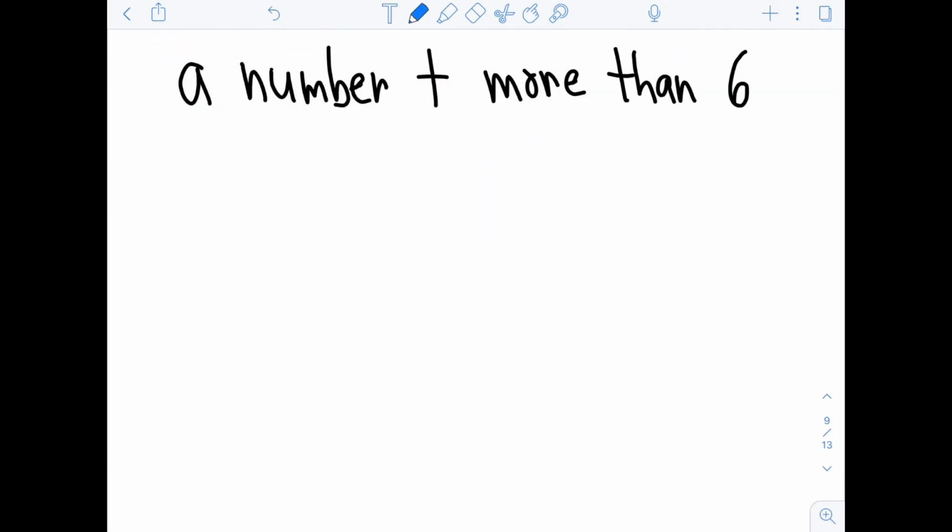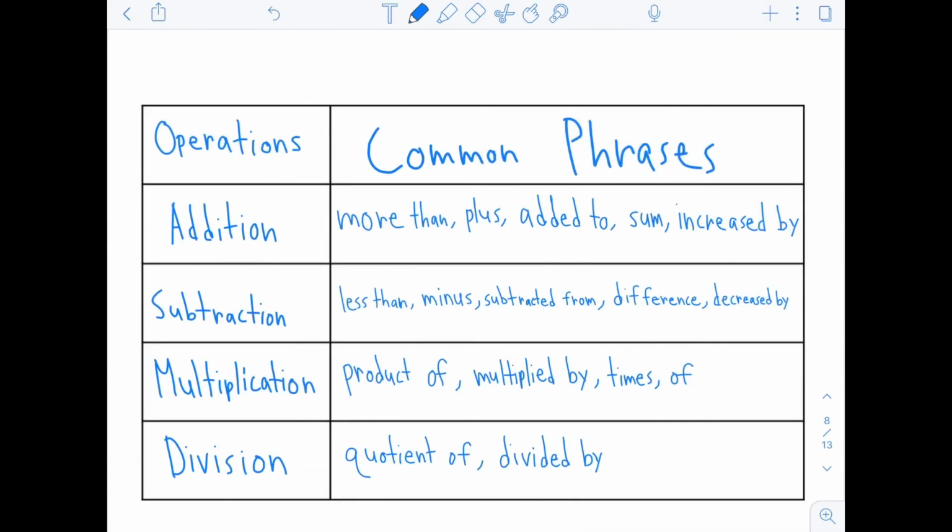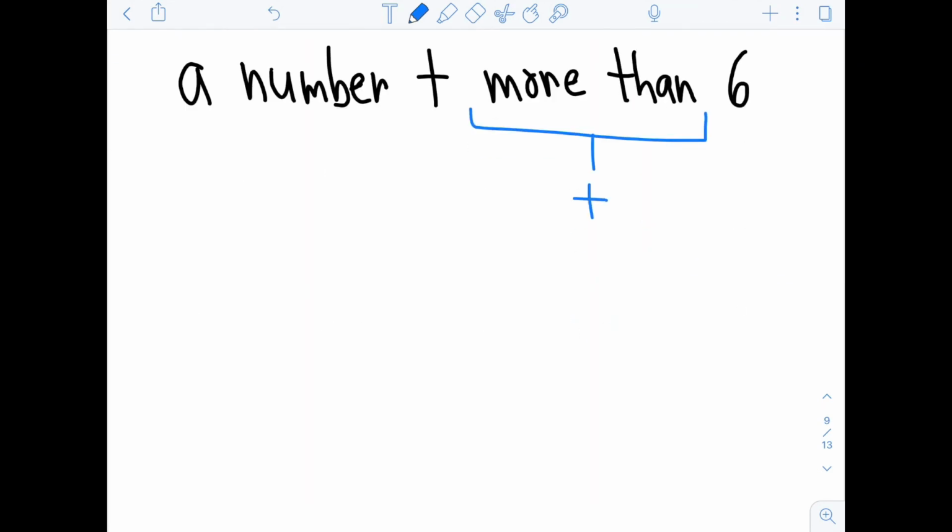So a number t more than 6. Let's put this verbal expression into an algebraic expression. So remember, the key phrase is more than, which is addition. Right here, more than. So we're adding t and 6 together. We have 6, and we're going t more than that. So it's 6 plus t. And you could also write it as t plus 6. Either way is acceptable.